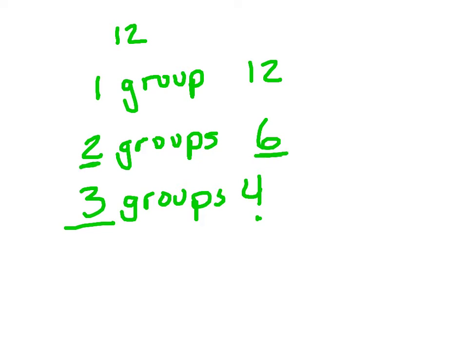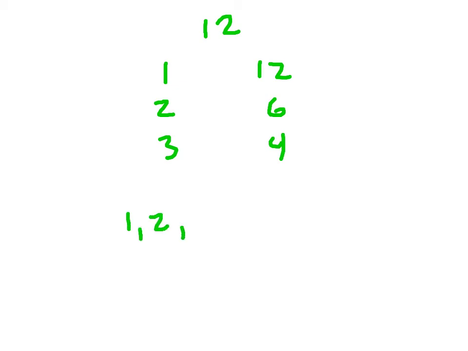Or we could take the entire group of 12 and divide them up and have each person be in their own little group. When you break a number apart like that, you're going to break it down into its factors. So 12, we can do 1 and 12, 2 and 6, or 3 and 4. And usually when you represent that, you would say the factors of 12 are 1, 2, 3, 4, 6, and 12.